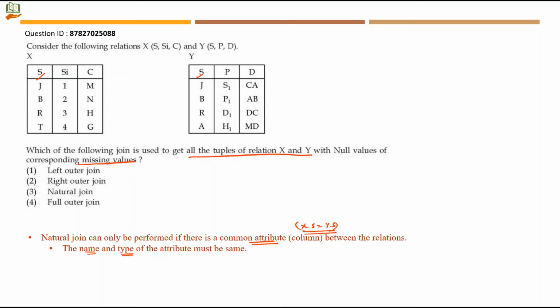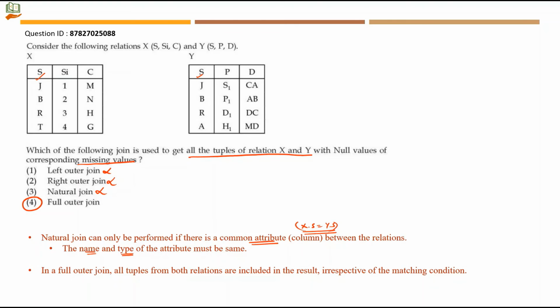But here, only when the condition is matching will the tuples be taken out in natural join. But here they are saying all the tuples should be taken out. So we know it is not left outer, not right outer and not natural join. Obviously option 4 will be the right answer. In full outer join, all tuples from both the relations are included in the result irrespective of the matching condition. And of course the corresponding missing values will be filled with null values.